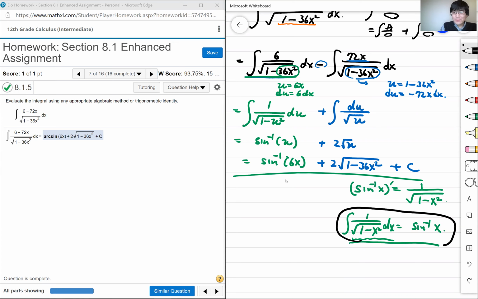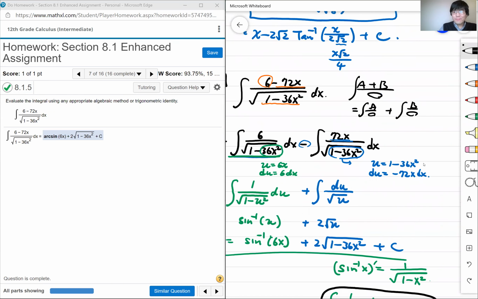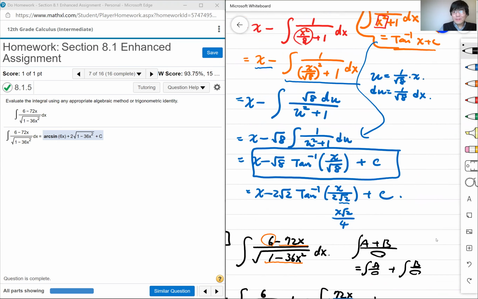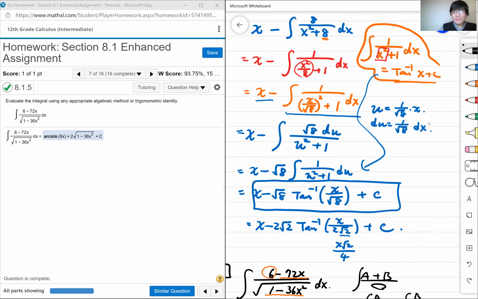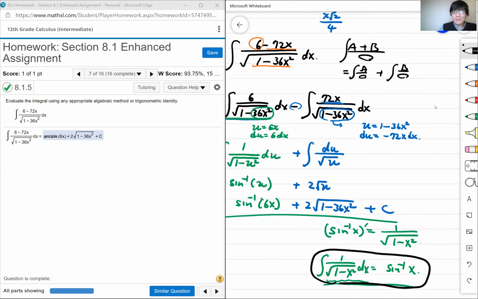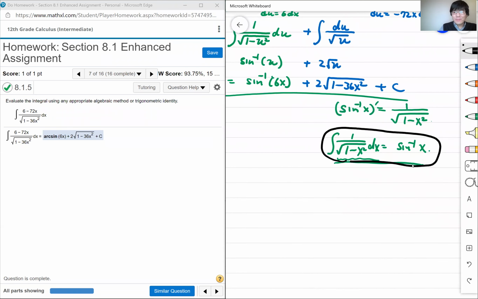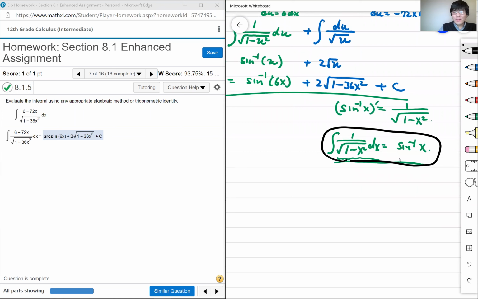So you have to know this one, and you have to know this one: the antiderivative that gives the arctangent and the antiderivative that gives the arcsine.